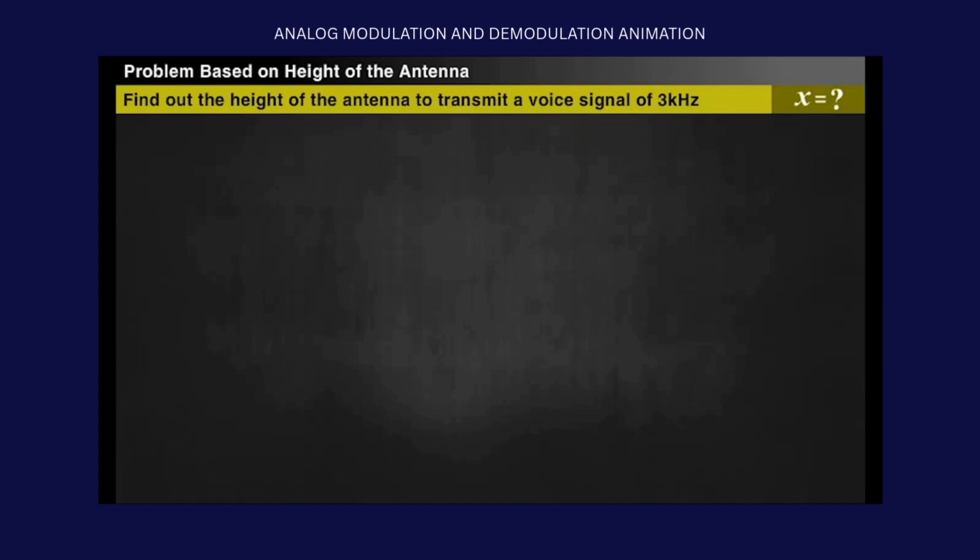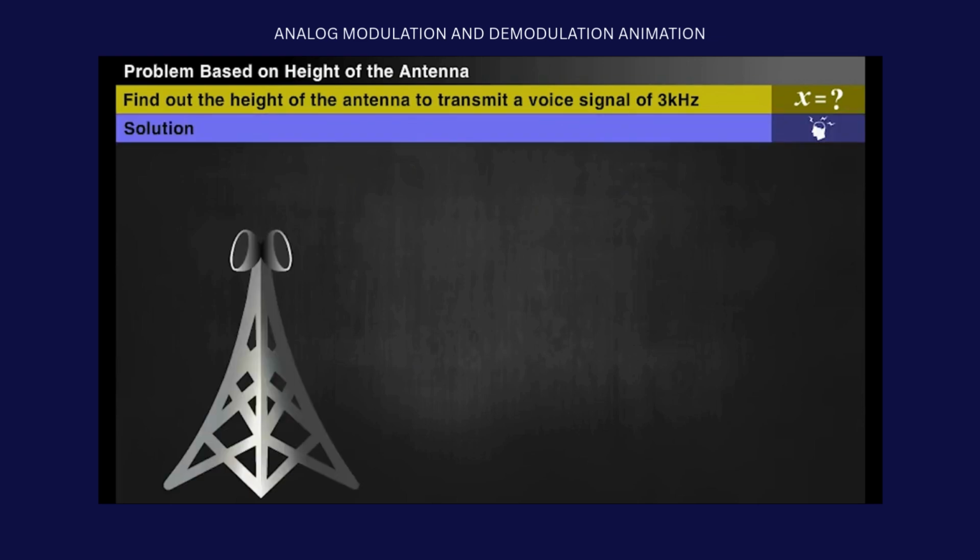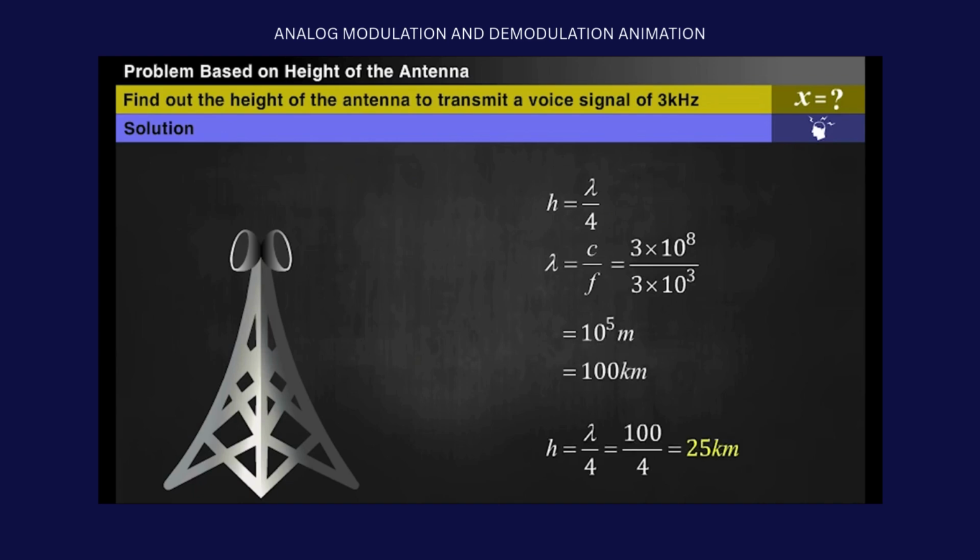Now, let us solve a problem based on the height of the antenna. Find out the height of the antenna required to transmit a voice signal of frequency 3 kHz. We know that for efficient transmission, the height of the antenna should be equal to lambda divided by 4. We can obtain the wavelength from the equation shown here. Thus, the wavelength is 100 kilometers. One fourth of it is 25 kilometers.